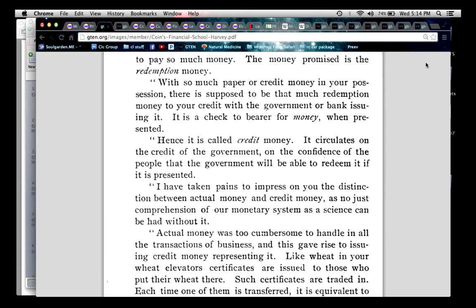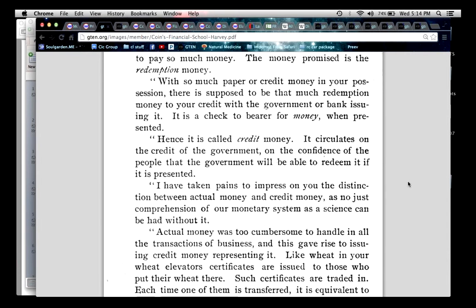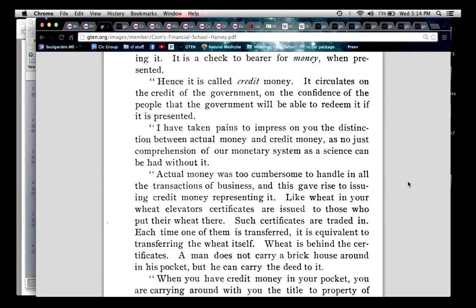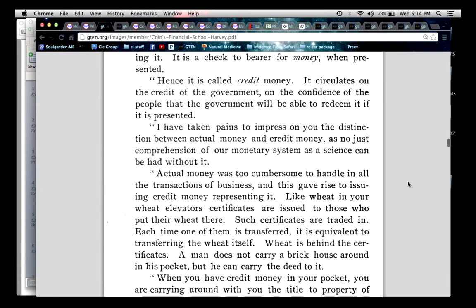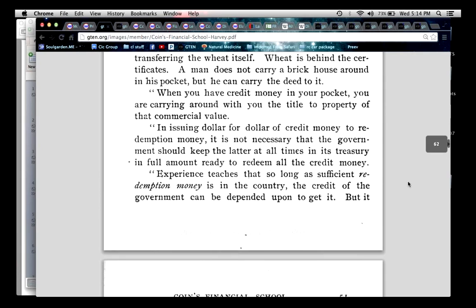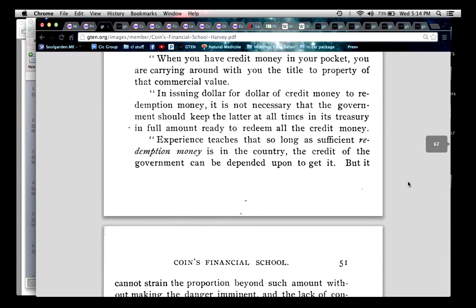Actual money was too cumbersome to handle in all the transactions of business, and this gave rise to issuing credit money representing it. Like wheat in your wheat elevators, certificates are issued to those who put their wheat there. Such certificates are traded in. Each time one of them is transferred, it is equivalent to transferring the wheat itself. Wheat is behind the certificates. A man does not carry a brick house around in his pocket, but he can carry the deed to it. When you have credit money in your pocket, you are carrying around with you the title to property of that commercial value.